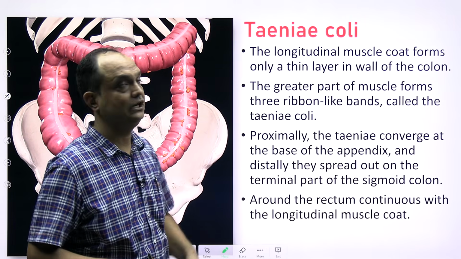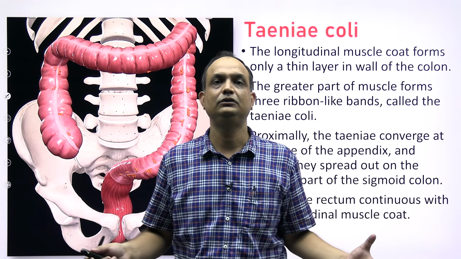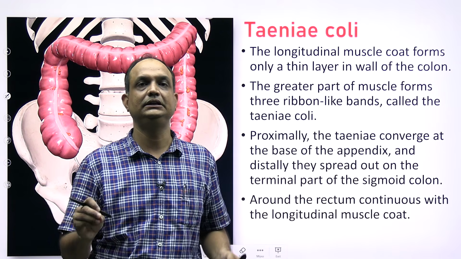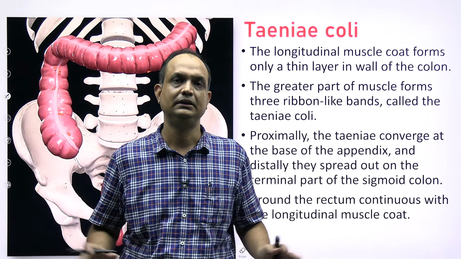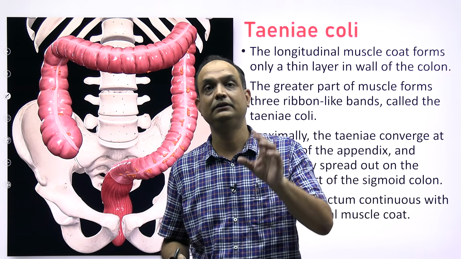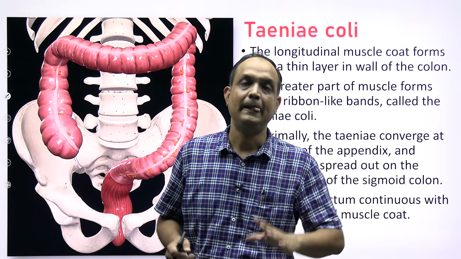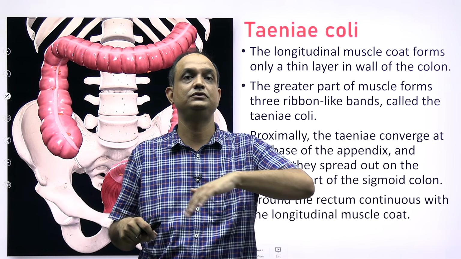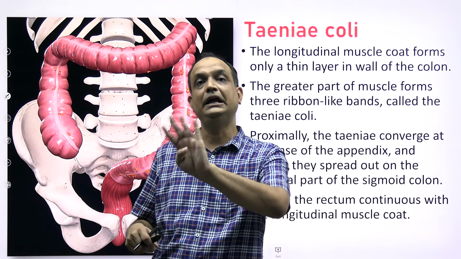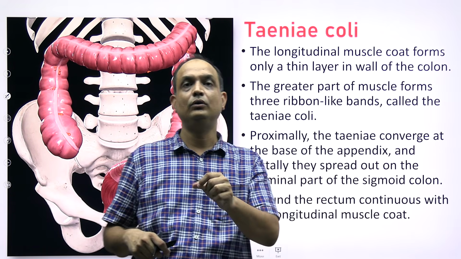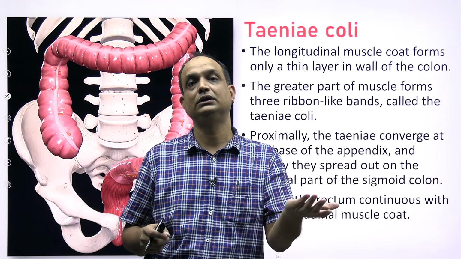First is the Taeniae coli. What is Taeniae coli? If somebody asks you to define the Taeniae coli, your answer should be one line: it is nothing but a modification of the longitudinal muscle coat of the large intestine. That's all. There are two layers present in the intestine, inner circular and outer longitudinal. But the outer longitudinal muscle, which generally forms a sheet or a circular tube that completely encloses your gut tube, is here concentrated at three places. That's why you have three Taeniae around the large intestine.